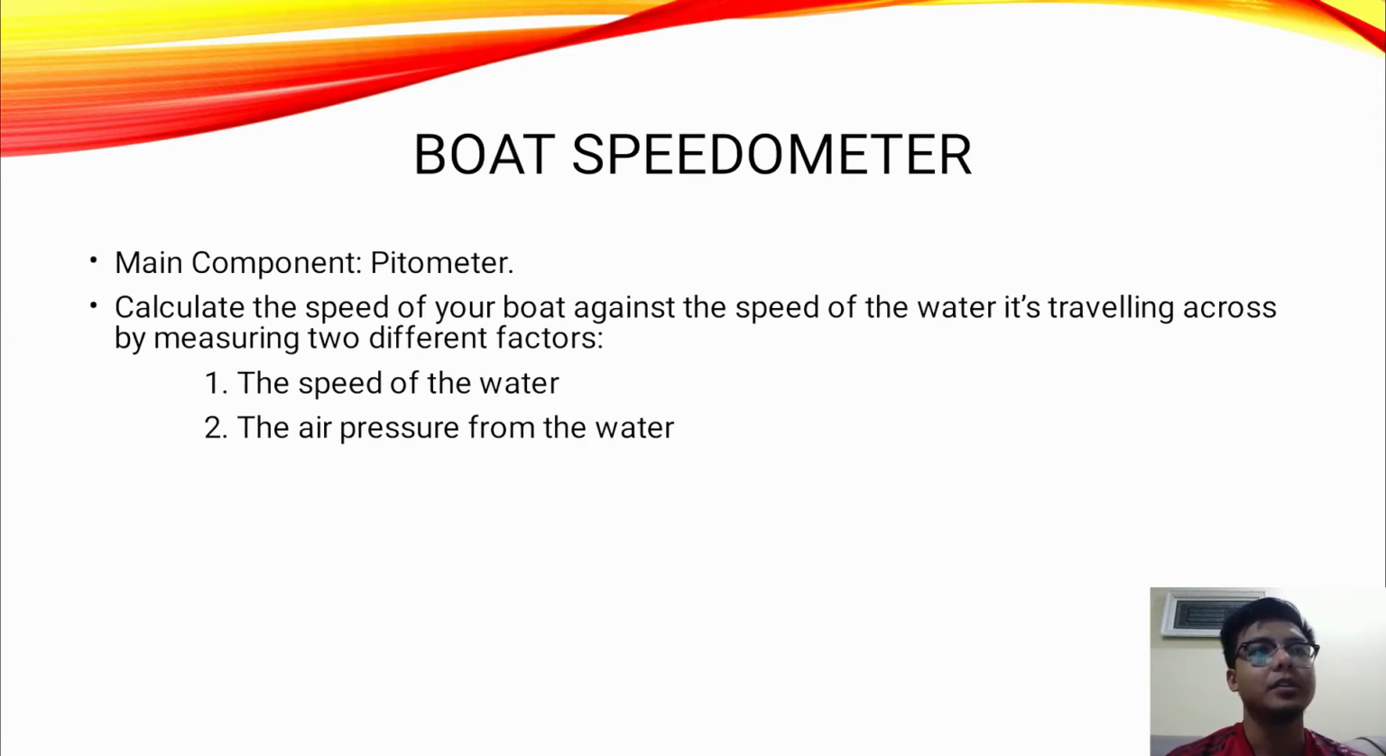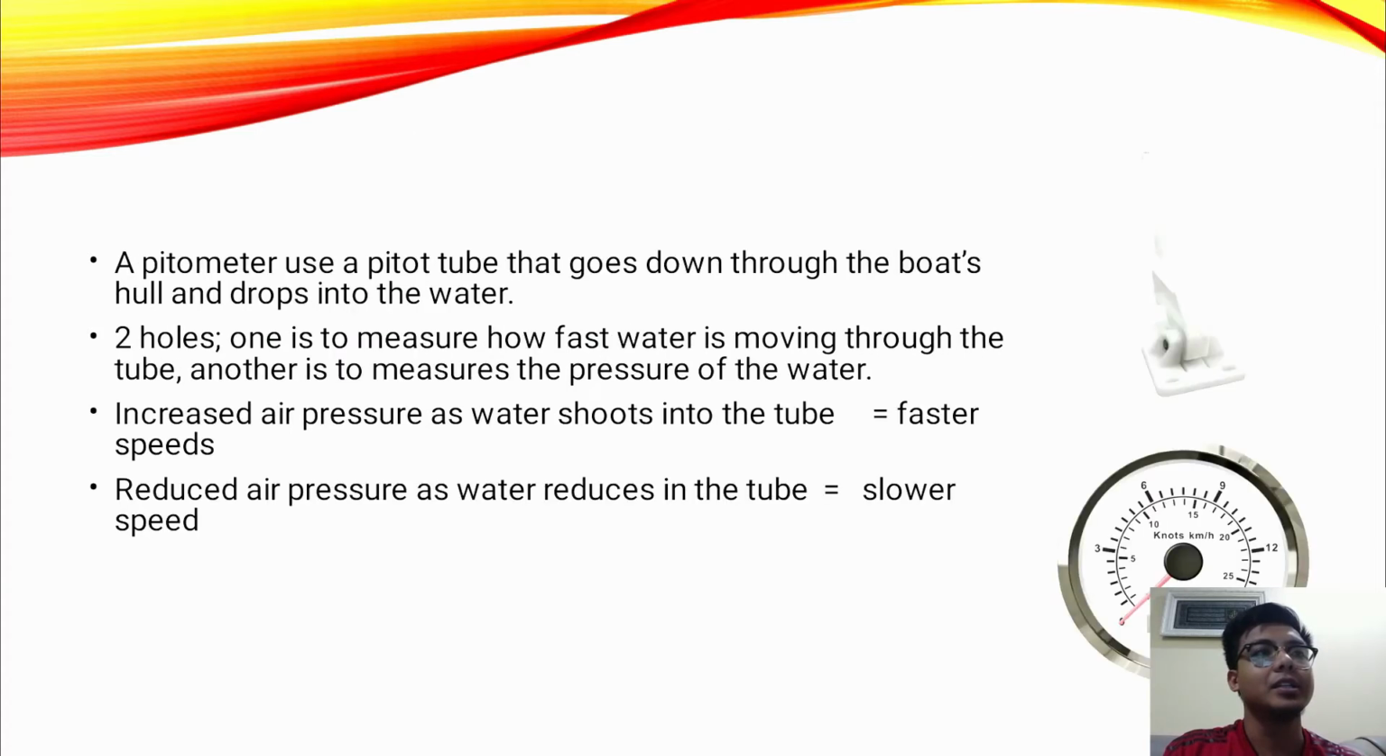The main component for this is speedometer. So there are two main factor that should be considered when using boat speedometer, which is the speed of the water and the air pressure from the water. So these two will be used to calculate the boat speed. So a speedometer use a pitot tube.